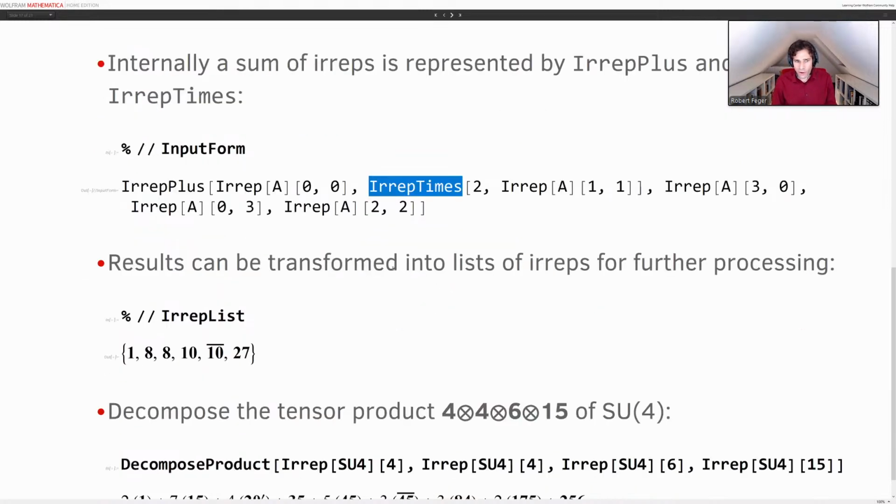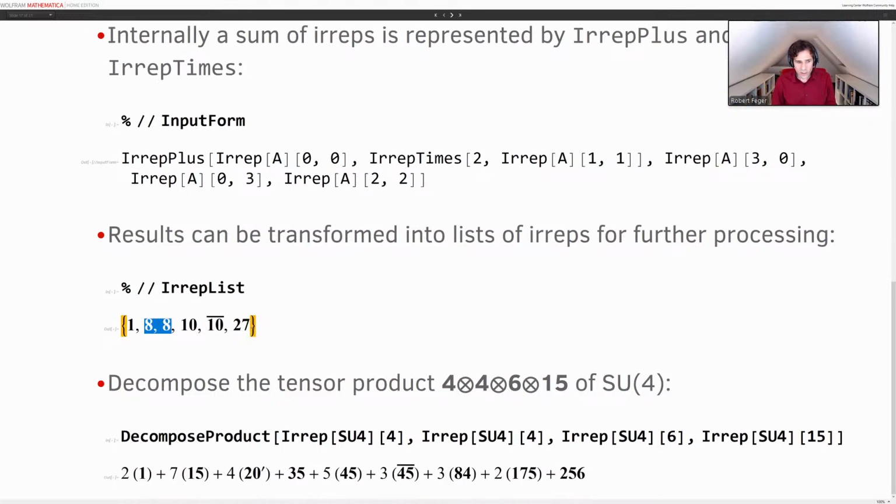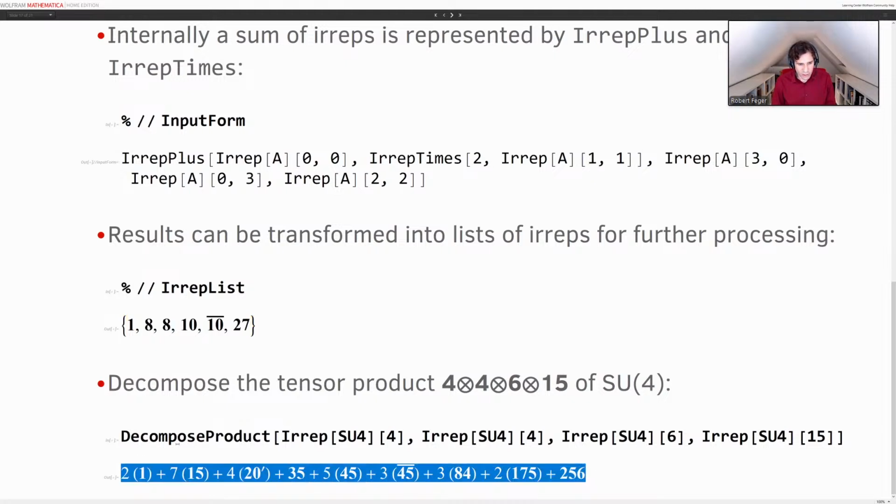If you need some other form, you can transform it to a list of IRAPs. The same way for further processing, just say IRAP list, and it will list all the IRAPs and even resolve the multiplicities. So the 8 is appearing here 2 times. Here's another example, the tensor product of 4 IRAPs, but this time of SU4, yielding this result down here, which is a little bit more complicated.